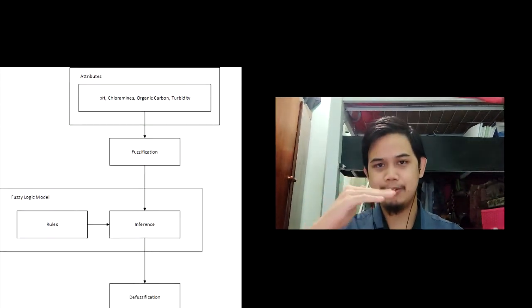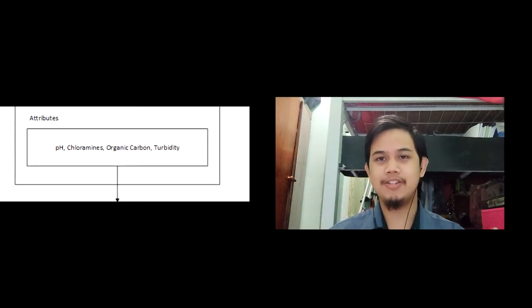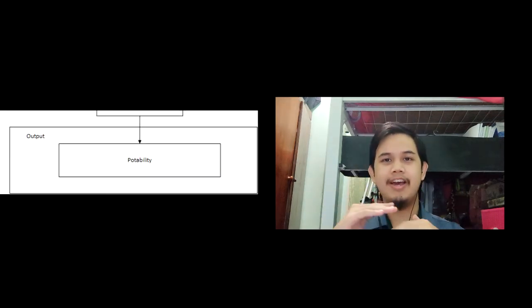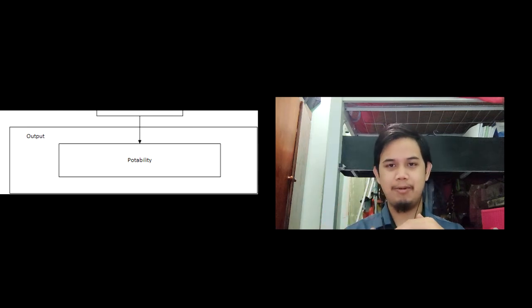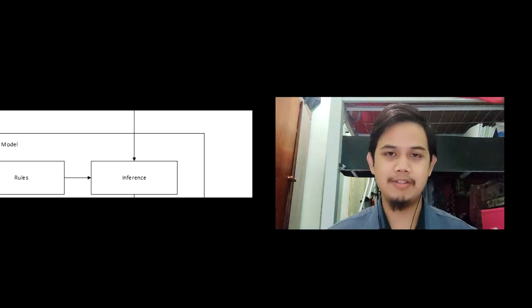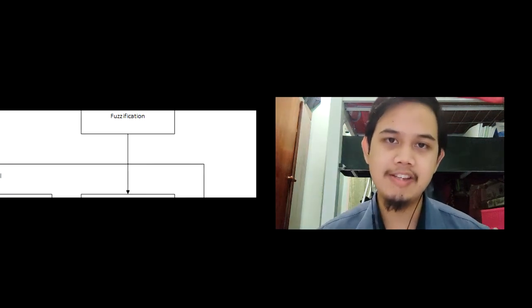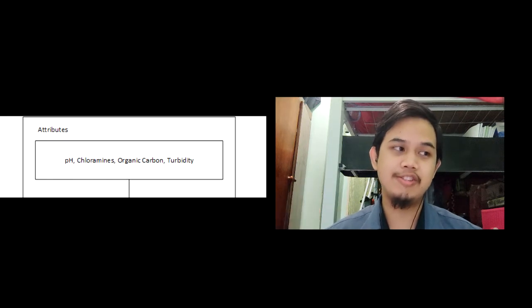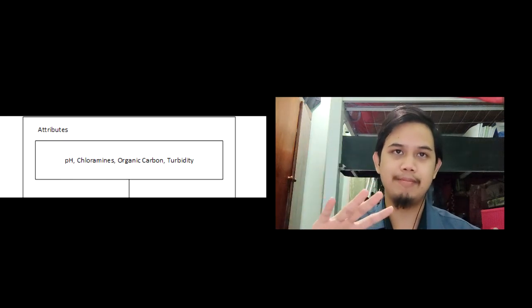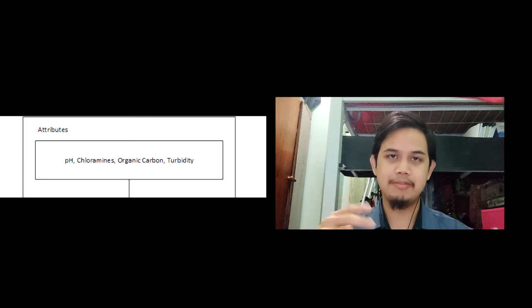As for the methodology, the fuzzy logic framework for this project is quite simple. There are only three main modules: attributes, fuzzy logic model, and the output. And then there are 2 in-between modules between those 3 main components, which are fuzzification and defuzzification. Inside the attributes, we will insert the 4 main inputs, which are pH, chloramines, organic carbon, and turbidity.